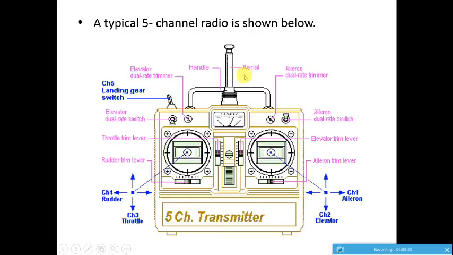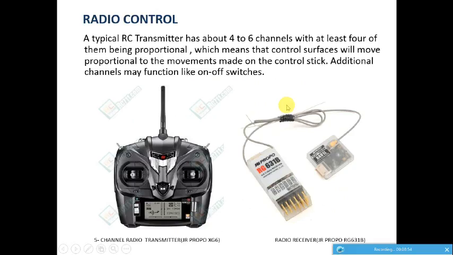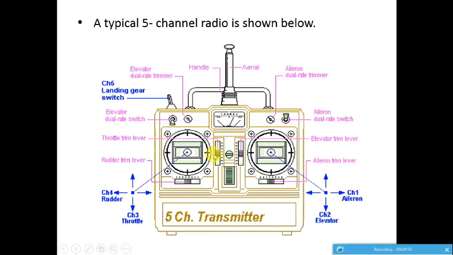Okay, so here is a basic layout or schematic of a simple radio transmitter. This is the aerial which we already discussed. It also has a handle to carry it around. Here it's a 5-channel radio. These are 2 control sticks. In addition to that, we have only 1 control switch instead of 2, which we have seen in this one. So here it's only 5 channels.